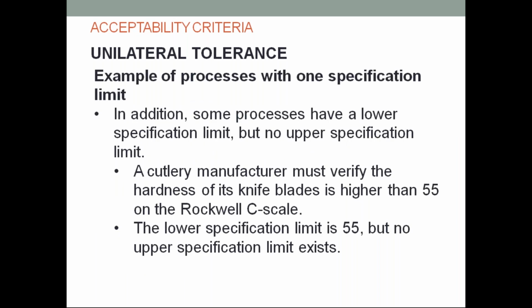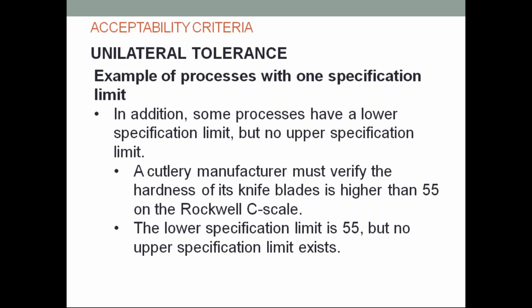In addition, some processes have a lower specification but no upper specification limit. For example, a cutlery manufacturer must verify the hardness of its knife blades is higher than 55 on the Rockwell C scale. The lower specification is 55, but no upper specification limit exists.